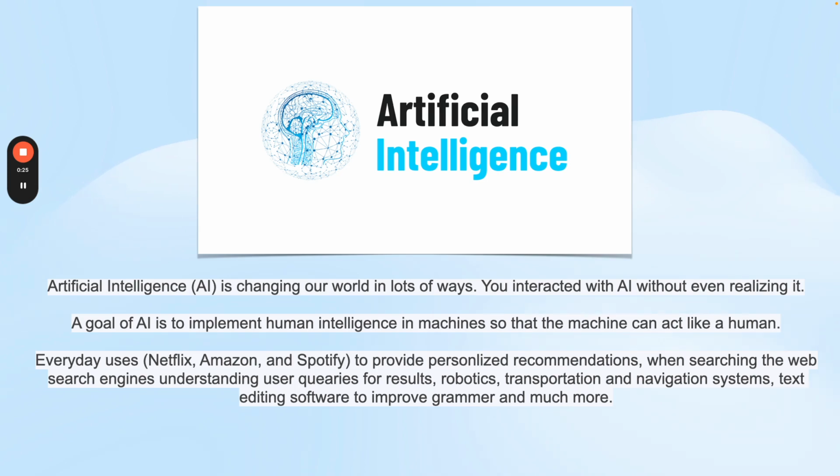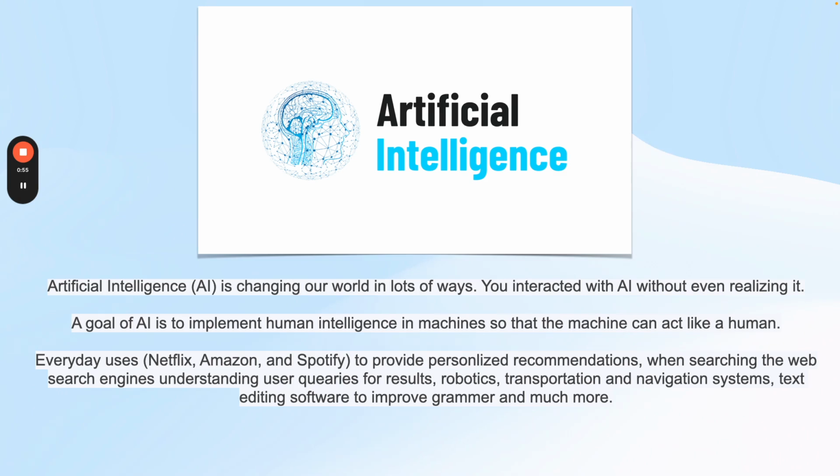So artificial intelligence is obviously what AI stands for. And this is something that is changing our world in lots of ways, and so many of us are interacting with it daily and we don't even realize it. The goal of AI is to show and implement human intelligence in machines so that the machines give the appearance that they're acting like a human.